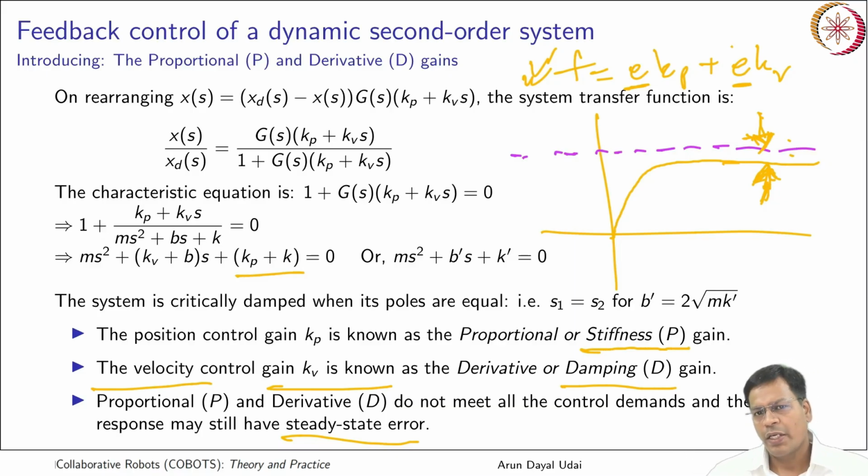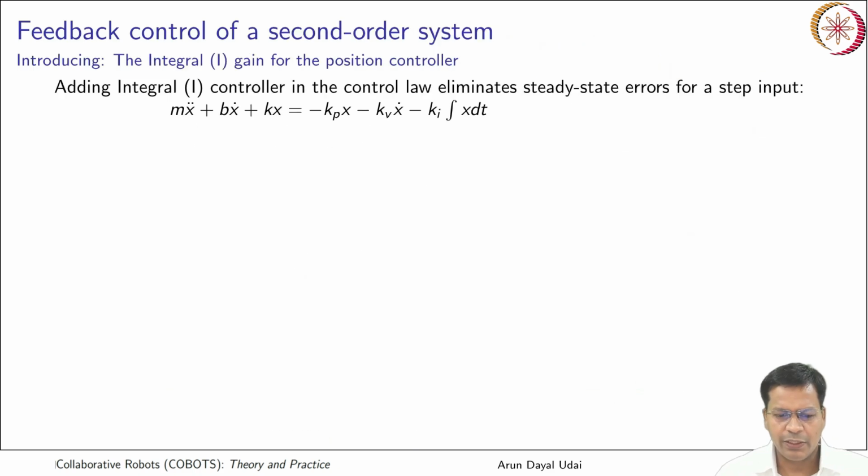So a new kind of gain that is introduced is known as the integral gain. For position control, we are talking about a position controller first. If it is a position controller, adding integral gain in the control law eliminates the steady state error for a step input. Here I have just demanded a step distance for this block to go, and I will see how my system is behaving.